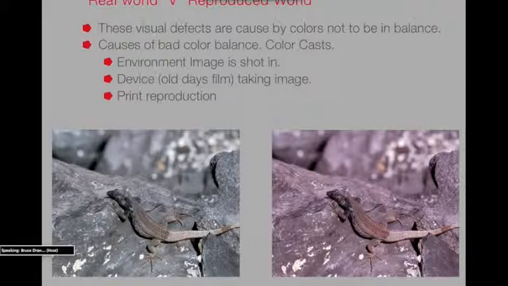It can also be caused by the device which is capturing that image. In the old days, this could be caused by film in the photographic process and the chemicals therein. But it still can be caused by electronic photographing devices and other image taking techniques. And also these colour casts can be caused by the print reproduction process, however that print reproduction is done.